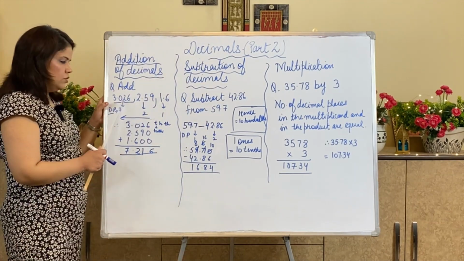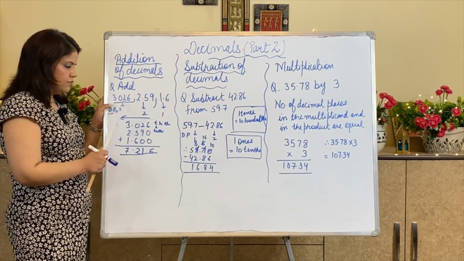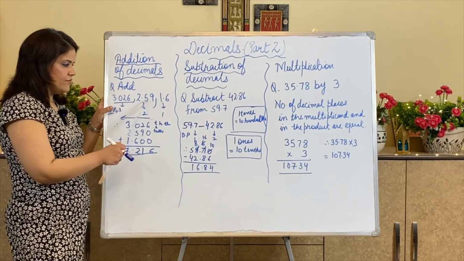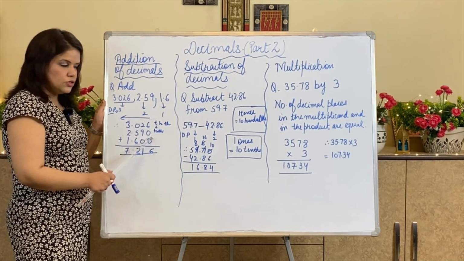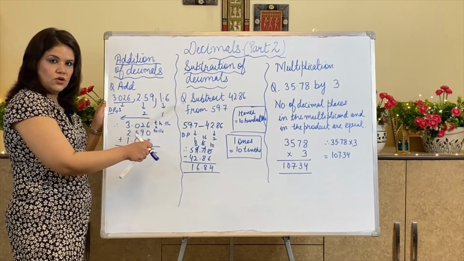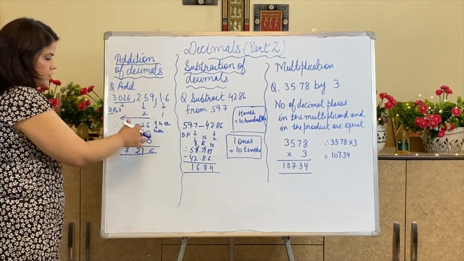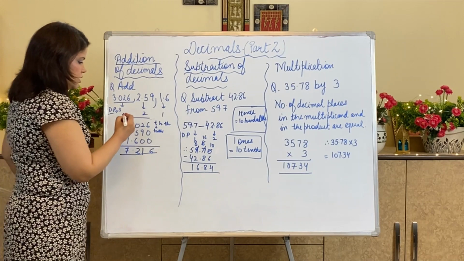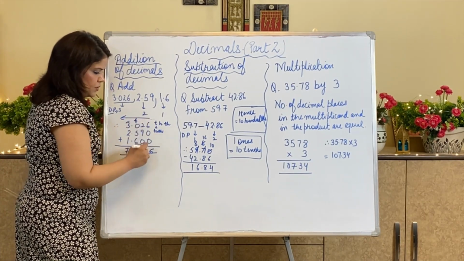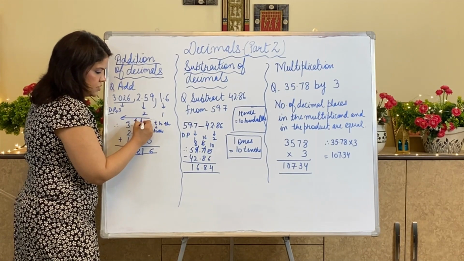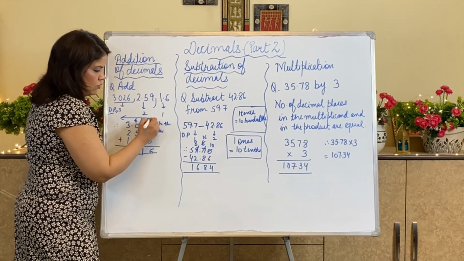So how will I do it? Since the highest number has 3 decimal places, I will convert the others: 2.590. Understood? And 1.600. Now after the decimal, I told you the first number after the decimal is known as tenths, the second one as hundredths, the third one as thousandths.